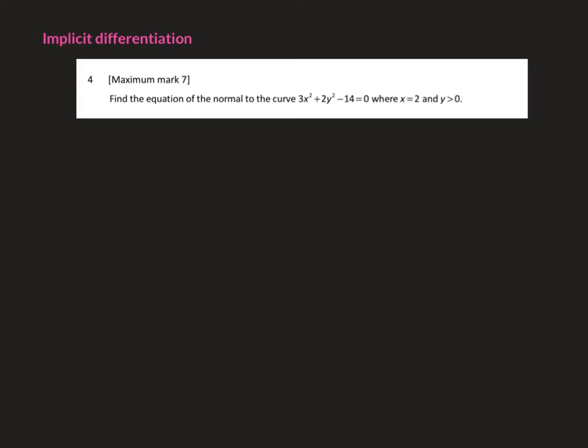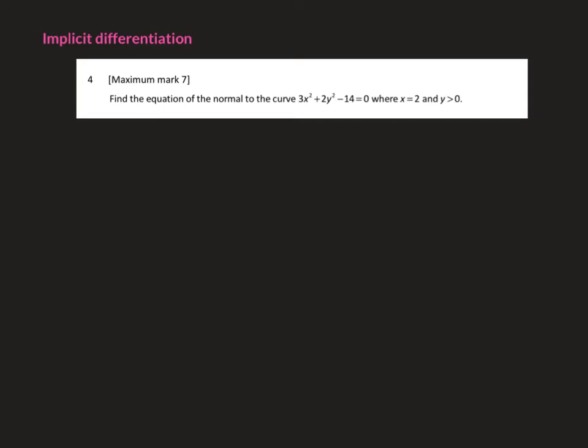In this video, we're going to do a few more examples, including implicit differentiation. We're going to begin with: find the equation of the normal to the curve 3x squared plus 2y squared minus 14 equal to 0, where x equals 2 and y bigger than 0. We know this question is going to need us to do implicit differentiation because the expression that we are given is not solved for y.